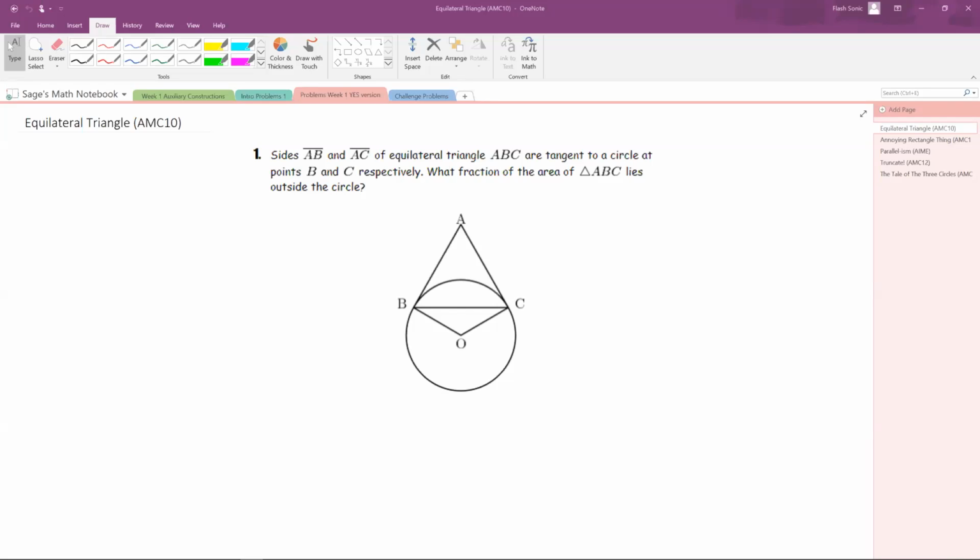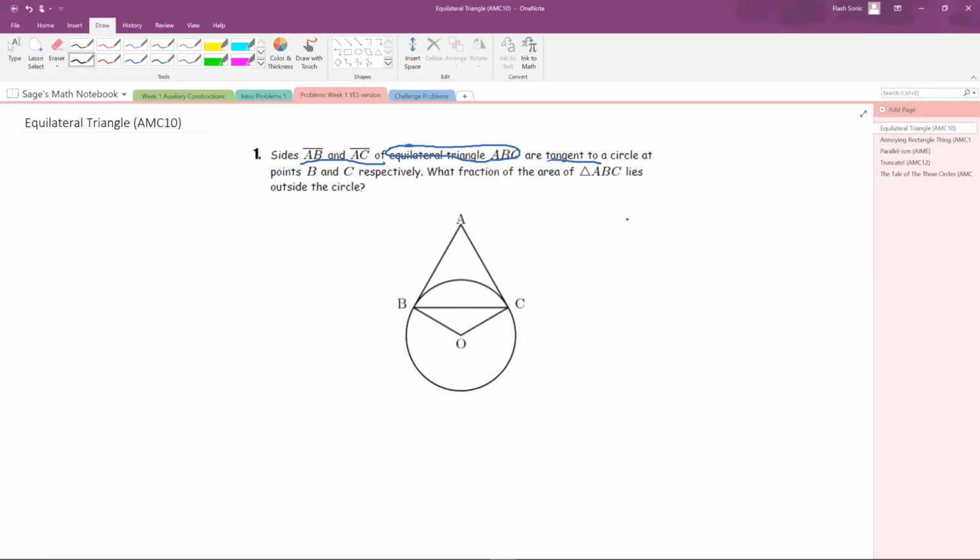All right, so hopefully you guys have had enough time to read the problem. So we're going to quickly start by solving it now. The first thing to note is that sides AB and AC are tangent to the circle. And we also know that triangle ABC is equilateral. So that's also important. So we want to now find the fraction of the area of ABC that lies outside the circle.